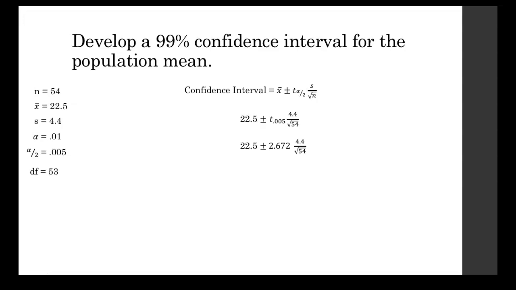We multiply that by our standard error to get our margin of error. And our margin of error rounds to 1.600. So now we take our sample mean of that 22.5, add and subtract our margin of error, 1.6, and we are 99% confident that the population mean will be between 20.9 and 24.1.